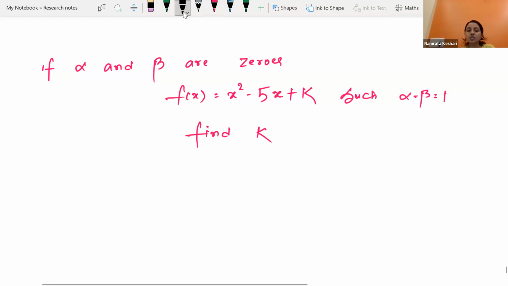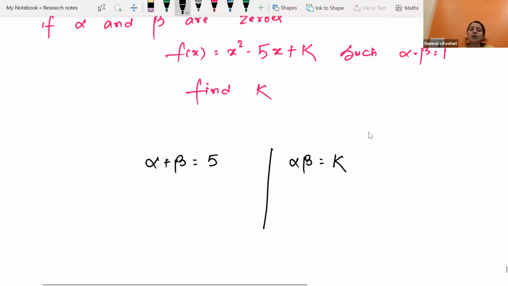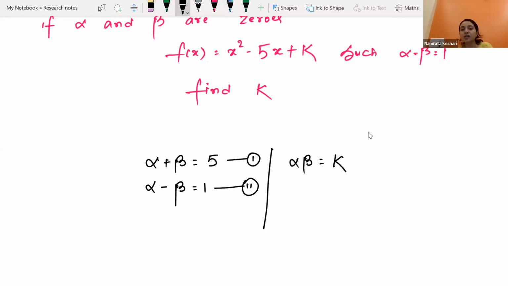Okay. Let me check what steps we need to perform according to the given information. So alpha and beta are the zeros of this polynomial. So we can write that the sum of the zeros will be minus b by a, that is 5, and the product of the zeros will be c by a, that is k. Now alpha minus beta equals 1 is given. So easily we are getting alpha and beta values, yes or no? Even without using the identity, by using pair of linear equations in two variables, can we find the alpha and beta values?